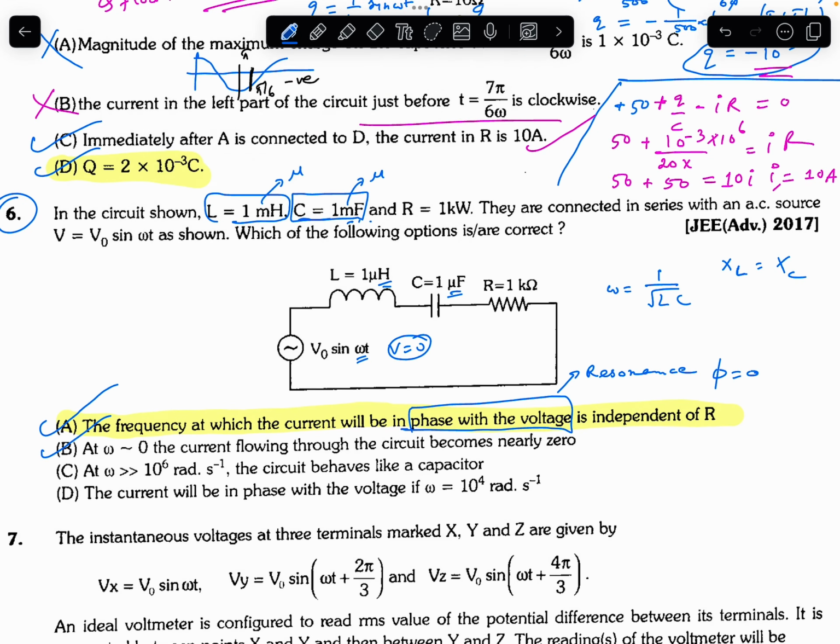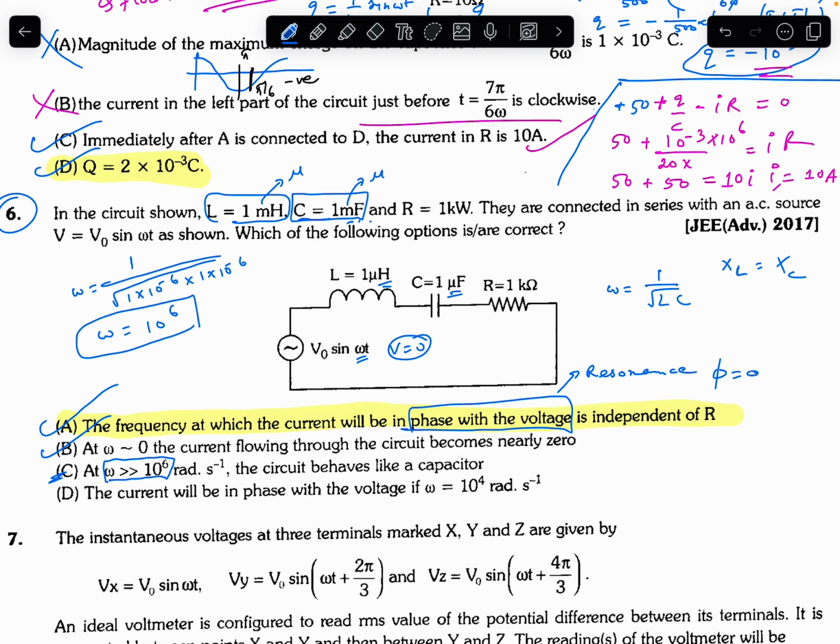Let us try to see option C. If omega is greater than 10 to the power 6, so I'll find omega. What is omega? Omega is 1 by root of LC. See, L is 1 into 10 to the power minus 6. C is 1 into 10 to the power minus 6. So omega I am getting 10 to the power 6. So this is resonant frequency.